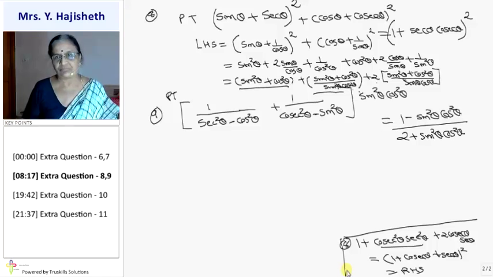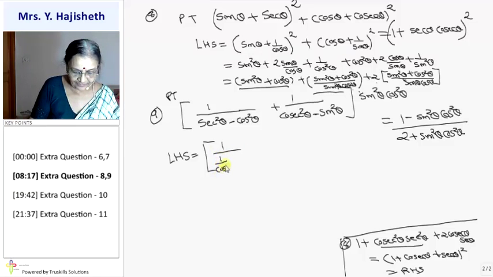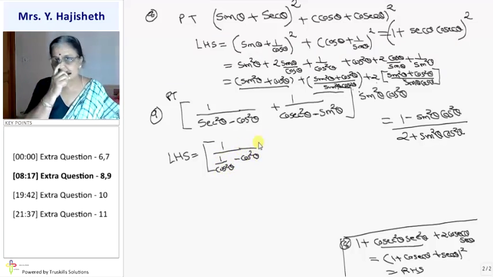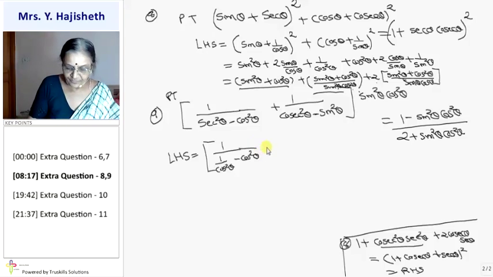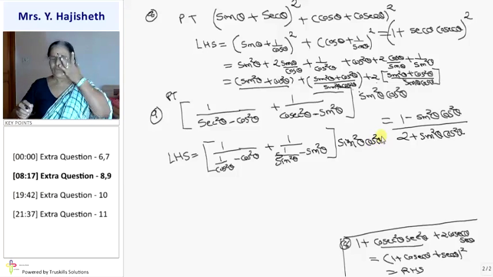This sum is very tough. LHS is very complicated. I start with LHS. 1 upon sec square is 1 by cos square. You write LHS by your own, I am writing the next step. Plus 1 by sine square, minus sine square, clear? Bracket complete. Outside sine square into cos square. This is my first step, okay? What is my second step?